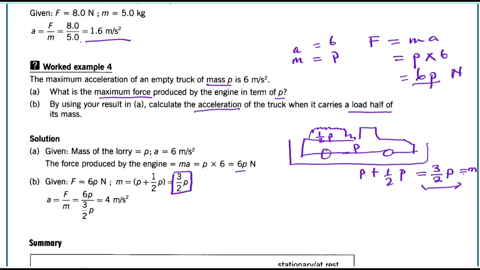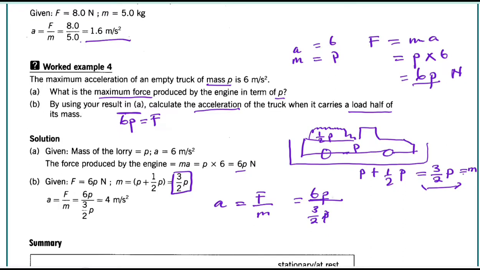To calculate our acceleration, we also require a force. So using the result in A, where we calculated the force, our force was 6P. Then F is equal to m a. So when we are looking for acceleration, acceleration is equal to force over mass, which is the same as the force here, 6P, all over the mass we have, which is 3/2 of P.